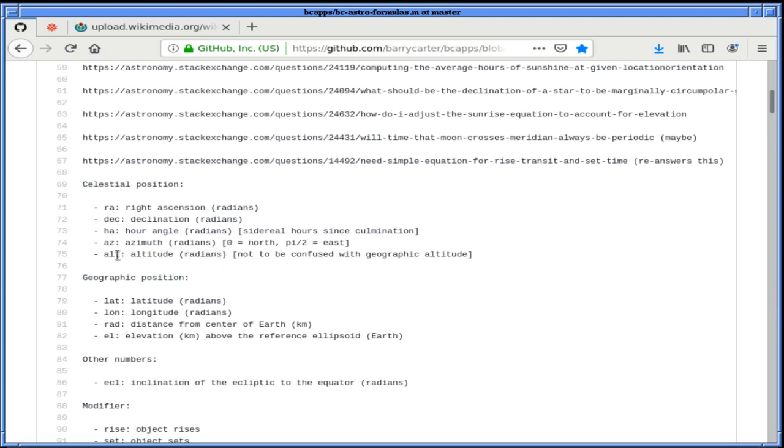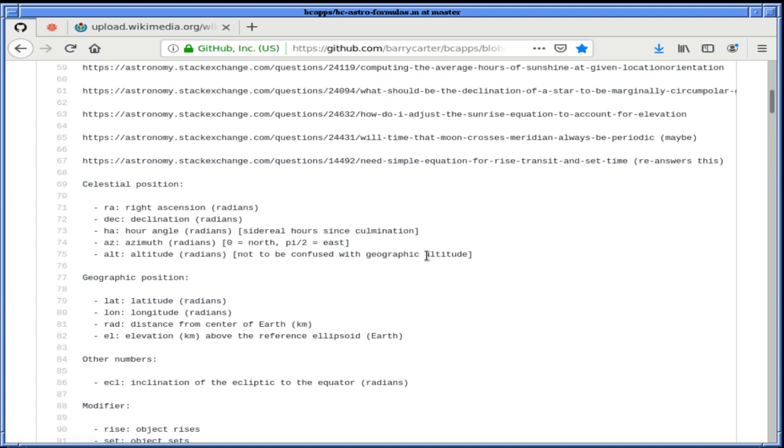And that is the alt, or altitude, in radians, which, as I point out really terribly, altitude and elevation are two terms used both by astronomers and geologists, or geographers, or whoever those people are, to describe both how high in the sky something is and how high above sea level something is.